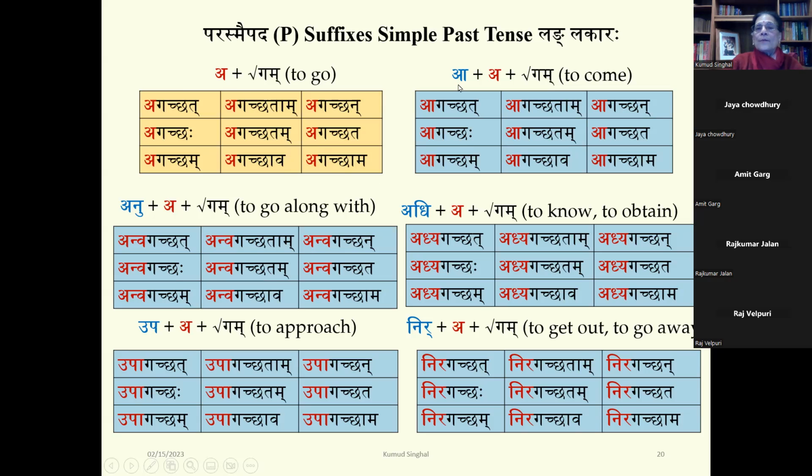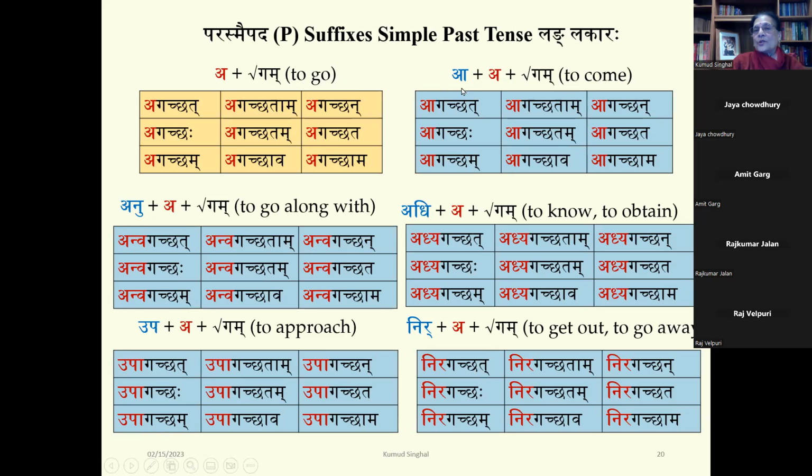Now let's say I'm just going to take this root gam and add some upasargas, some prefixes to it, and then it changes the meaning. So you all know that if you add a, agachati, it was come, right? The present tense will be gachati, gachatah, gachanti, and so on, and agachati, to come. So the same thing you can do with the past tense. Let's say the upasarga is a. So we change the meaning of gam from go to come.